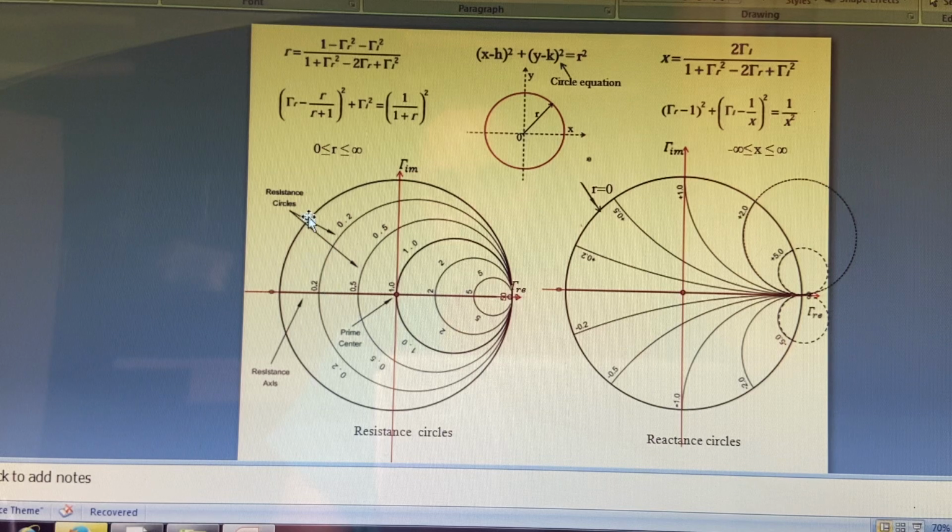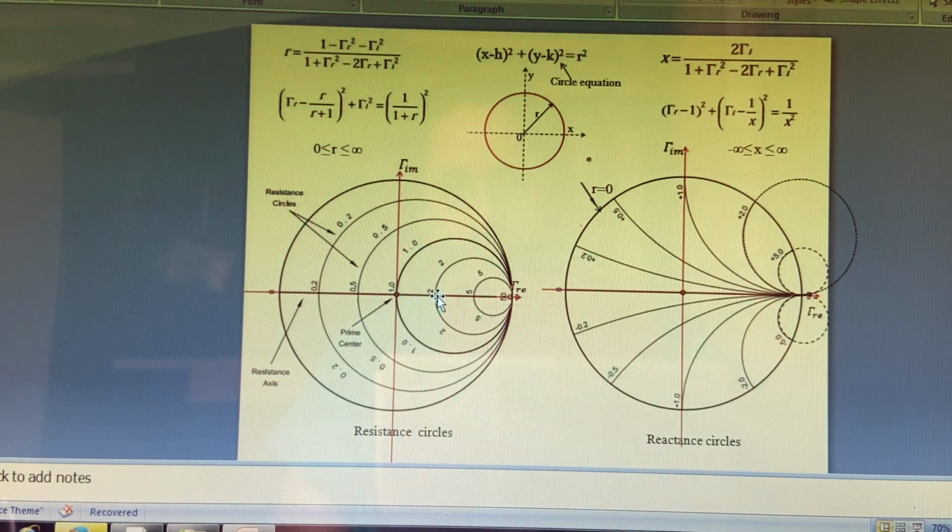And the value of normalized resistance is usually written on the upper part of this horizontal line. So this is the 0.2 circle, and this is the 0.5 circle, and the 1 circle. R is equal to 1. The normalized impedance R is equal to 1 circle here, and this is R is equal to 2.